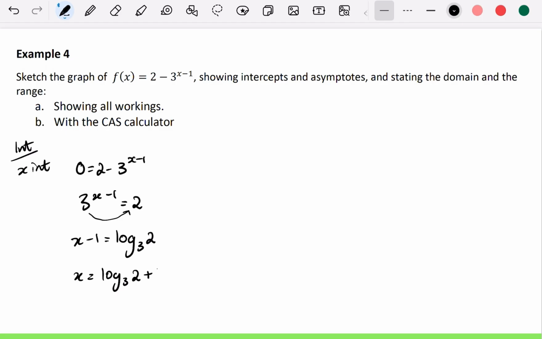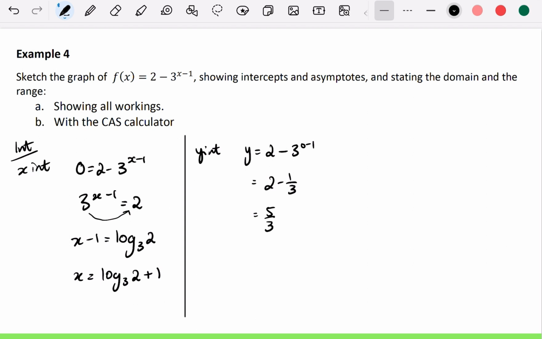Doesn't necessarily help us to figure out if that's a negative or a positive number, but everything's positive there, so it's probably a positive number. But we'll work on that a little bit further down the track as well to be able to work out your logs. All right, looking at the y-intercept, so we'll make x equal to 0. So that's 2 minus a third. So that will be 5 on 3.